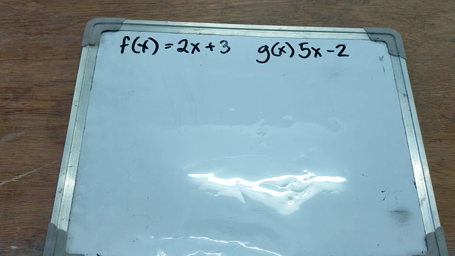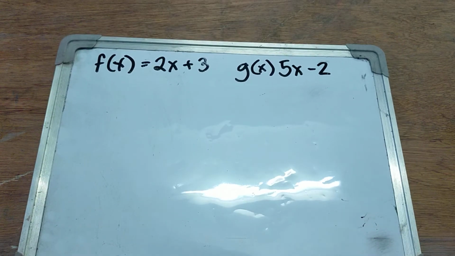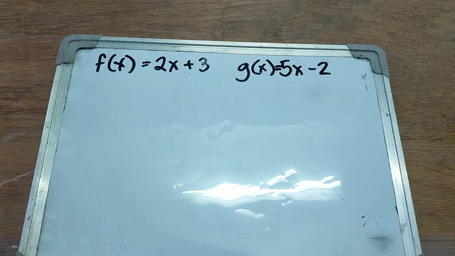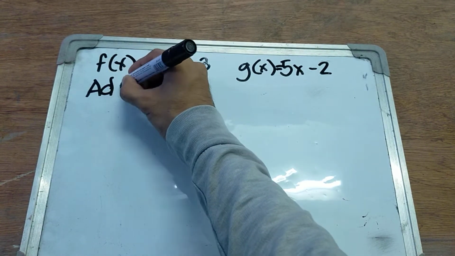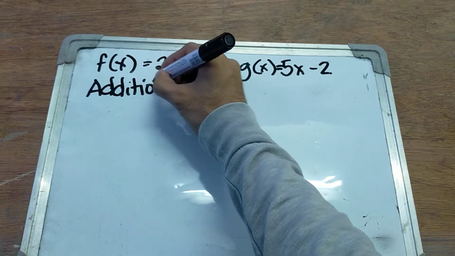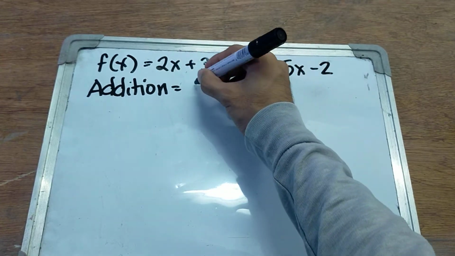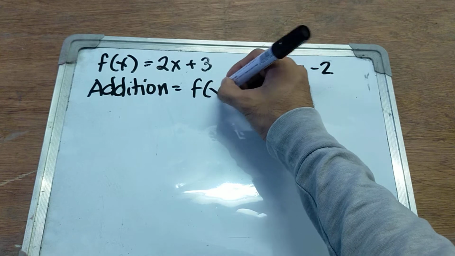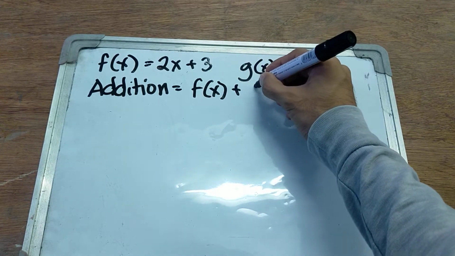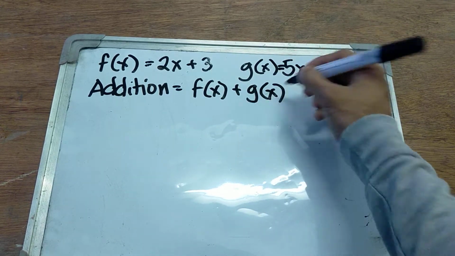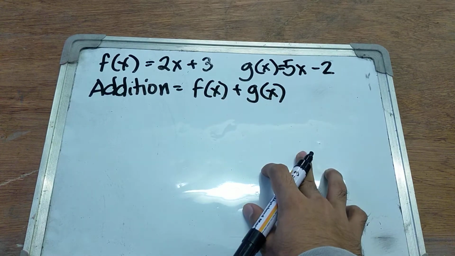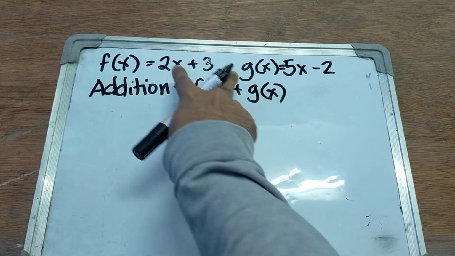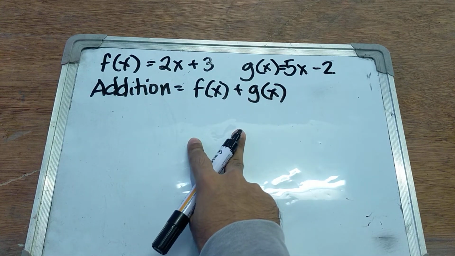So with a given f of x is equals to 2x plus 3 and g of x is equals to 5x minus 2. Una nating i-perform si addition of function. Na kung saan, with the given f of x plus g of x. So, yan lang yung gagawin natin. Now, in this part, ang gagawin natin is pag-a-add natin yung dalawang function. So, how to do it?